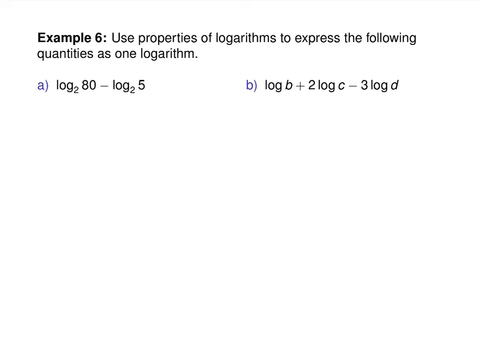Okay, use properties of logs to express the following things as one logarithm. So log base 2 of 80 minus log base 2 of 5. If you put these back together, they condense down to one log, and what happens to the 80 and the 5? They divide. What is 80 over 5? Oh, look at that, that was clever. What's log base 2 of 16? 4.